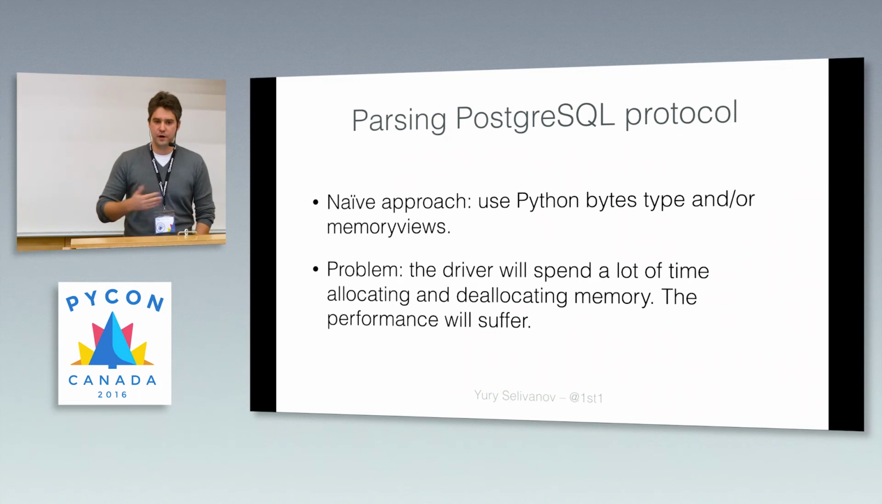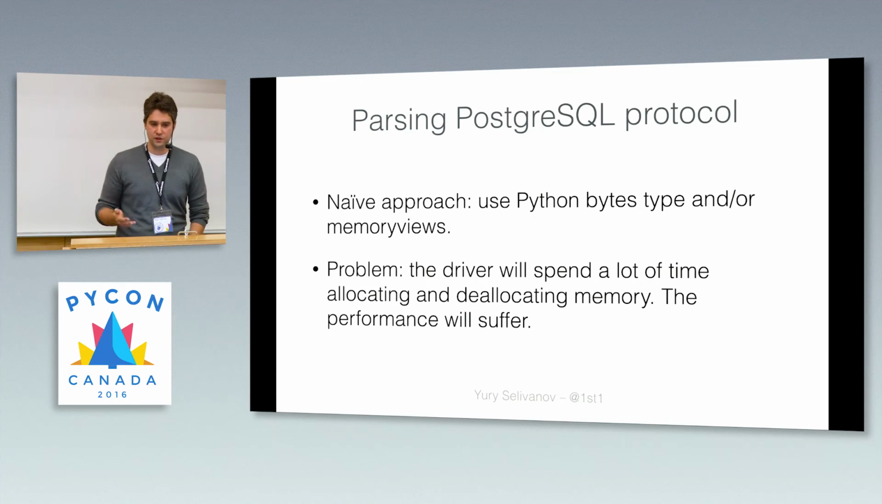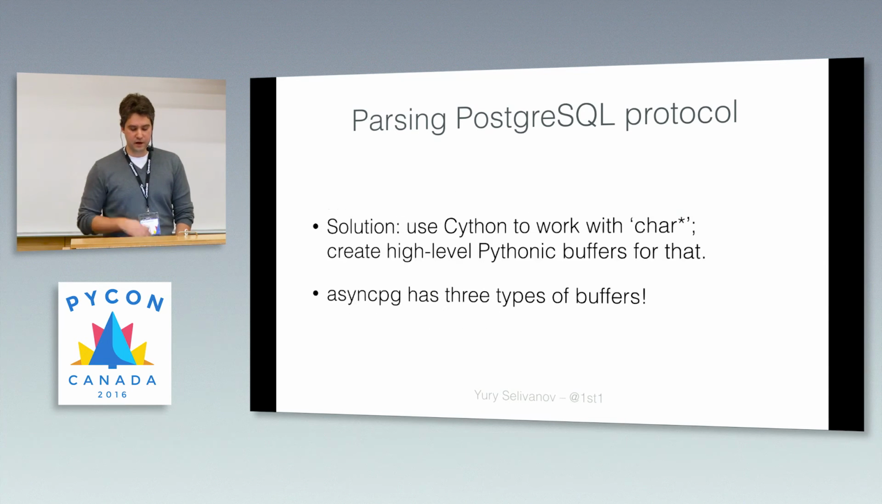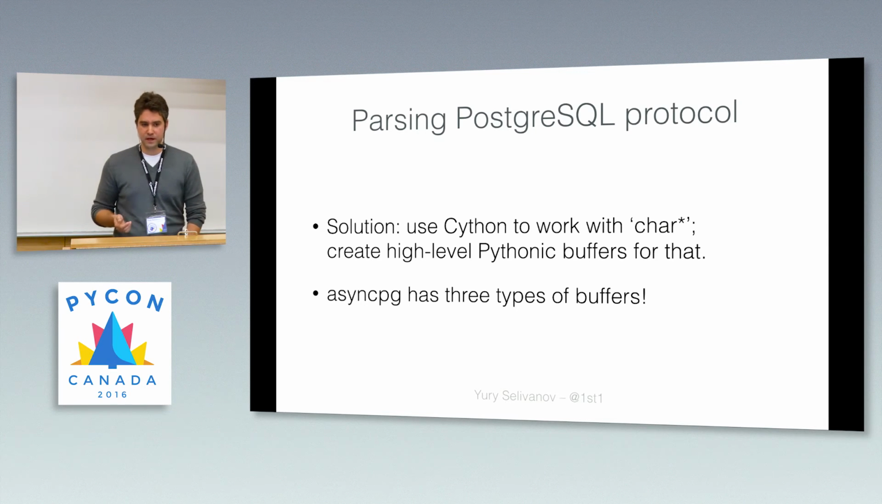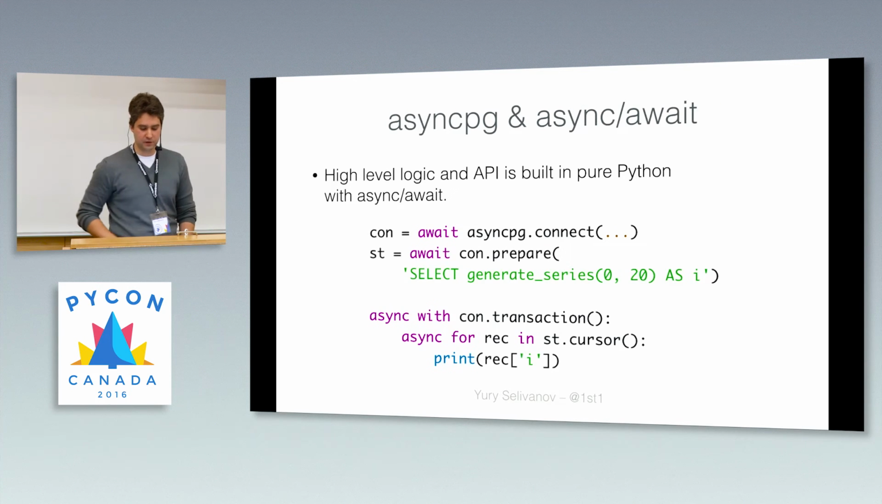So how do you parse the Postgres protocol? It's quite complex, actually. We have 2 approaches. The naive approach is just to do it in Python. Just use bytes, just use memory views. But the problem is that when you use Python objects, you will do a lot of memory allocations. There is a huge Python C API layer on top of your data, so it's going to be slow. The other way is to use Cython and to use low-level C data types, and to write high-level buffers that just abstract those C data types with a nice API. So, for instance, in AsyncPG, we have 3 different kinds of buffers to optimize for different protocol use cases. And on top of all of that, we have a nice async await facade.